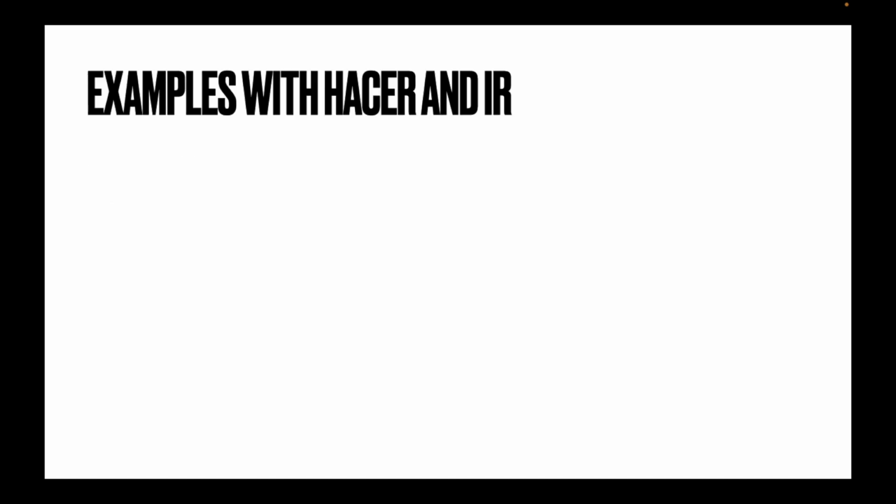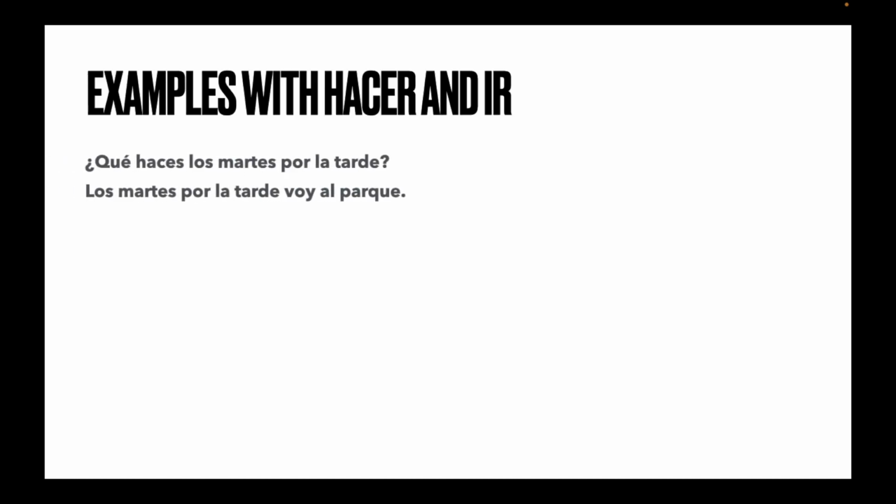And here are the examples. We could ask someone, ¿qué haces los martes por la tarde? What do you do on Tuesdays in the afternoon or in the evening? In Spanish, we don't differentiate. Evening and afternoon are both tarde. And someone could reply, los martes por la tarde voy al parque. On Tuesdays in the afternoon or on Tuesday afternoons, I go to the park.